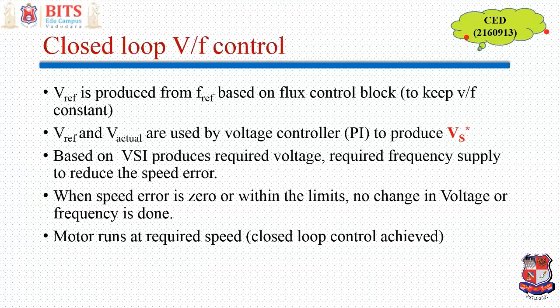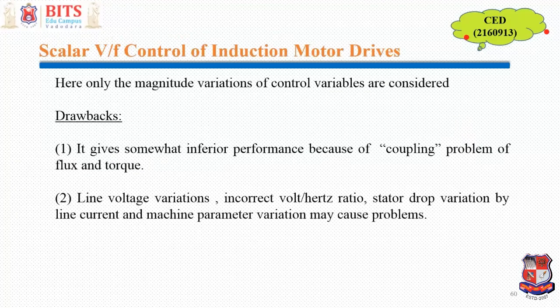It keeps on checking this after every repeated sampling time, and further course of action is decided if there is a deviation. Right now, scalar V by F control इसको क्यों बोलते थे आज अभी जो हमने पढ़ा वो, क्योंकि you are only discussing the magnitude variation of control variables, that is voltage and frequency. Now, what are the drawbacks of this method? Advantages हमने बहुत सारे discuss कर ली हैं इसकी.